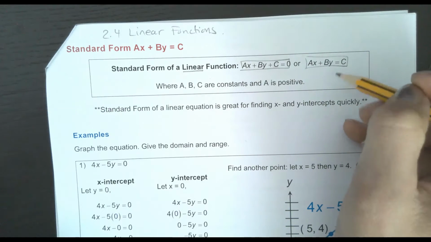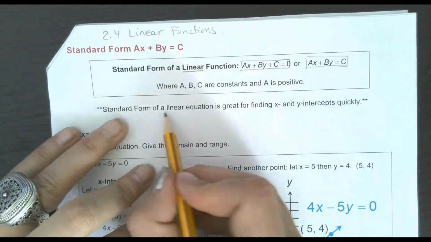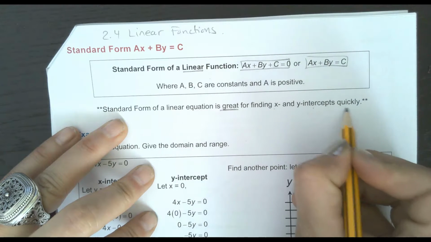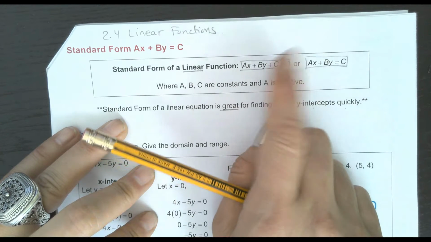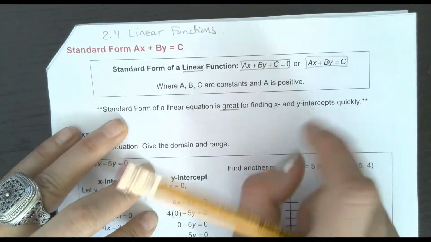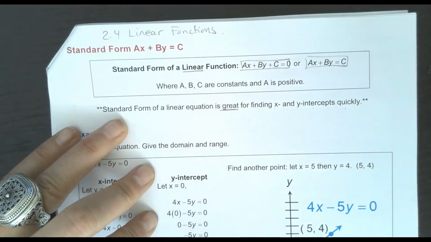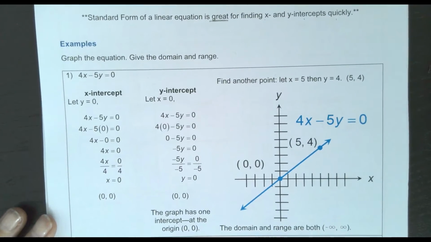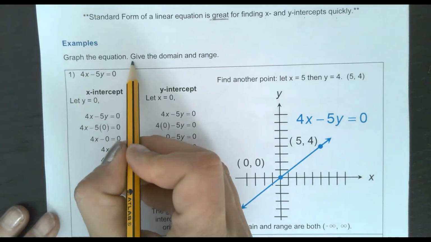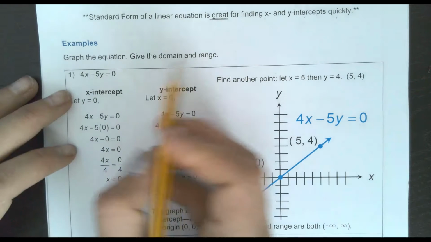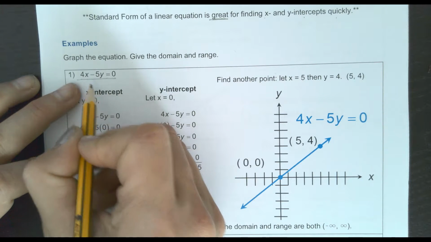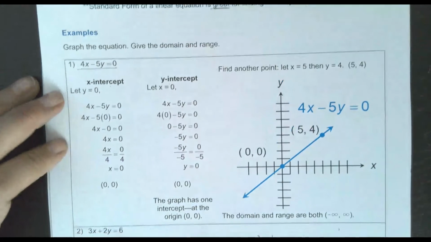When I have it in standard form, it's really good at finding the x and y intercepts quickly. So if you see something in standard form and you have to graph it, use the x-y intercept method, okay? So here it says graph the equation and give the domain and range. Immediately I see this is in standard form, so I can use my x and y intercept to graph it.